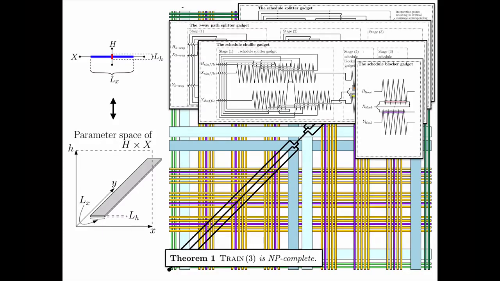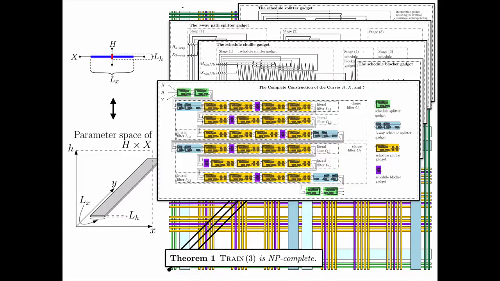And by combining all these subcurves in the corresponding order of the 3D shortest path problem, we obtain a complete construction of three curves which corresponds to the original 3D shortest path problem.